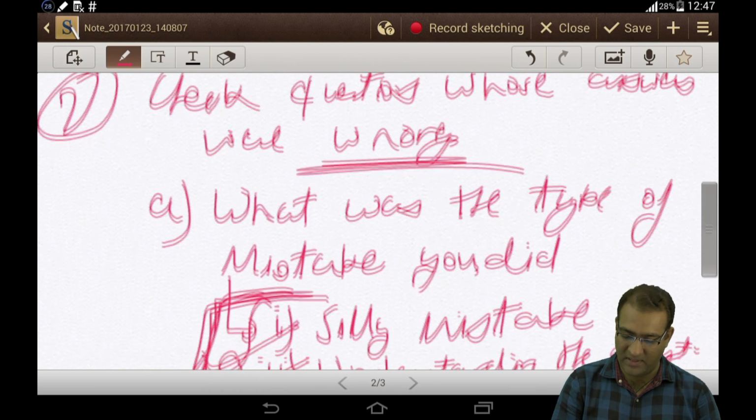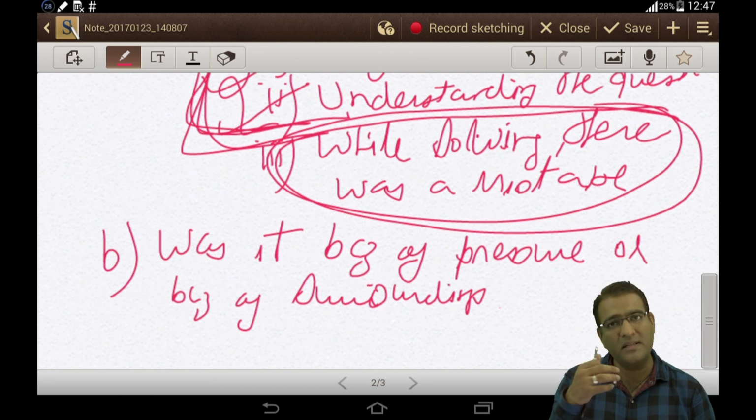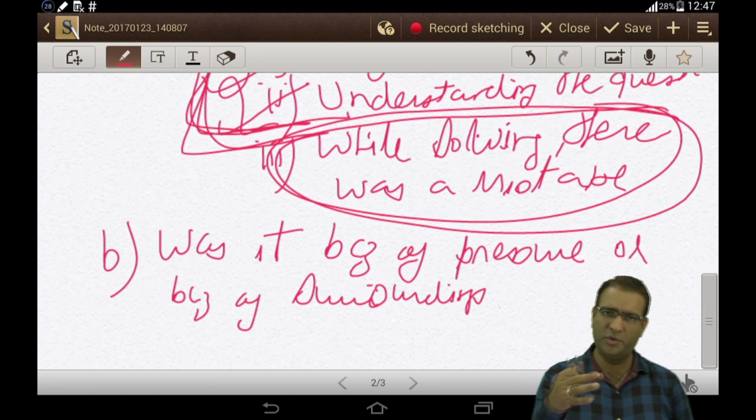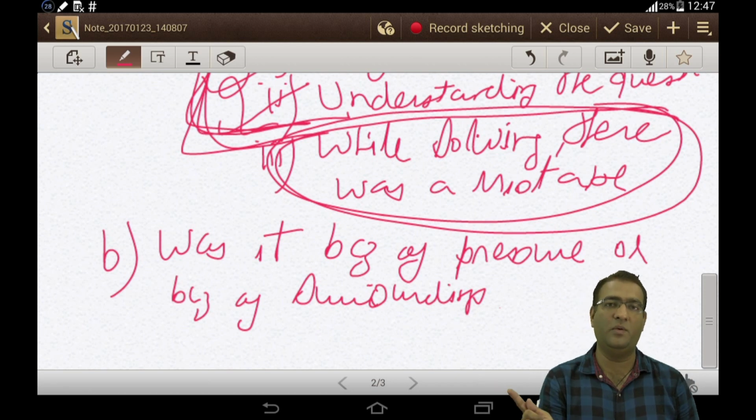One is normal mistake, right? क्या type of mistake था? And second is it just the normal pressure? उसमें ये mistake हुआ या फिर surrounding की वजह से कुछ mistake हुआ?